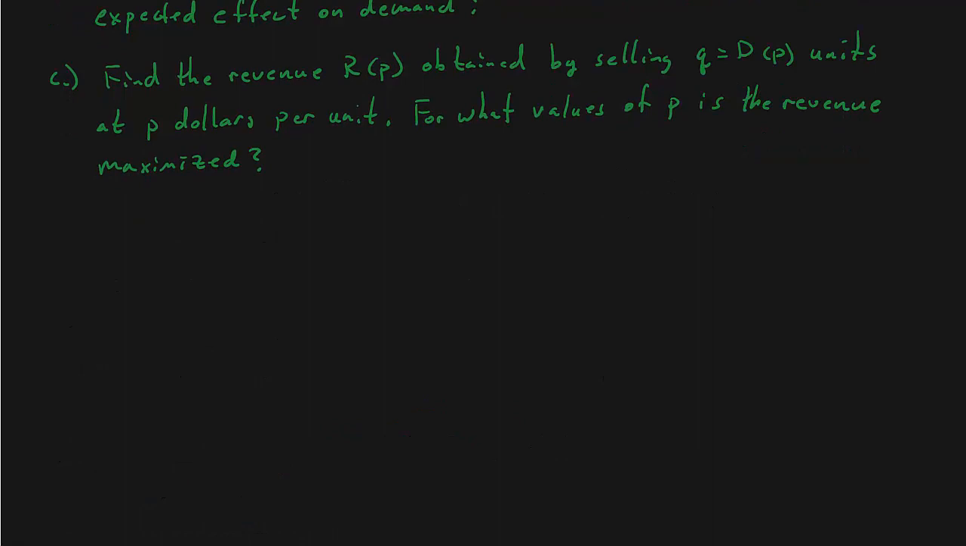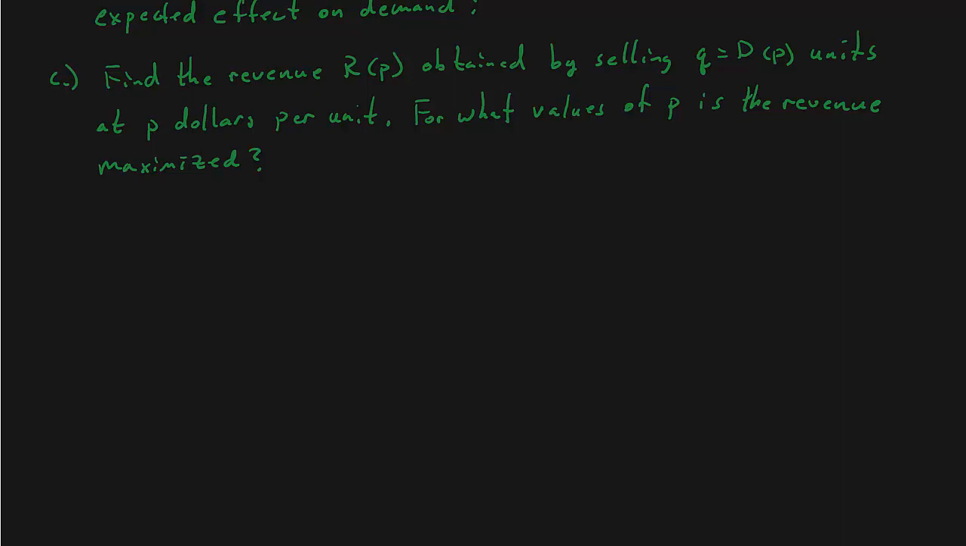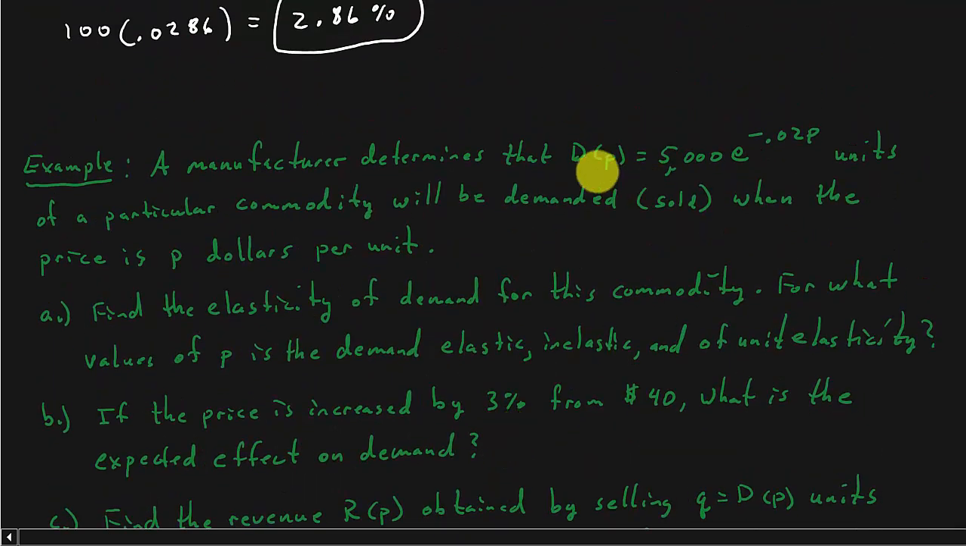All right, so now we've got part C. I paused it while I erased it. So for part C, first let's write down our function Q is equal to 5,000 e to the negative 0.02 p. Okay, that's what they give us in the problem.